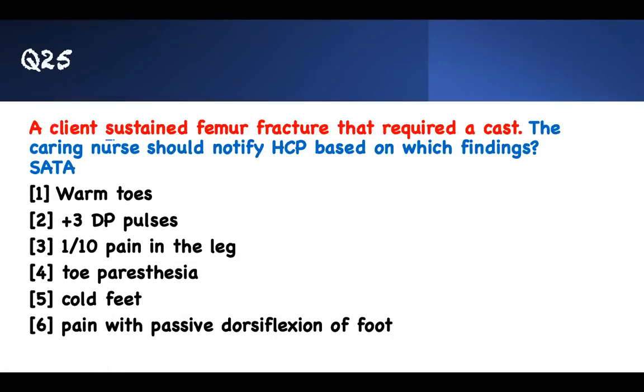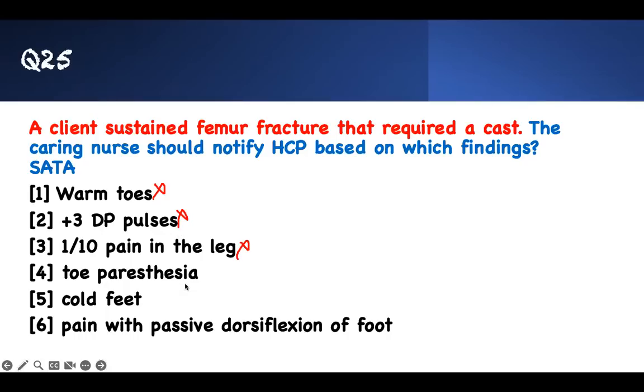A client sustains a femur fracture that requires a cast. The nurse should notify the health care provider based on which finding? So somebody has a cast. Which one of the following will you notify me about? I'm telling myself, notification, notification. I have a cast. If my toe is warm, I'm good. If my pulses are even above normal, I'm good. If I just have 1 out of 10 pain, I'm good.